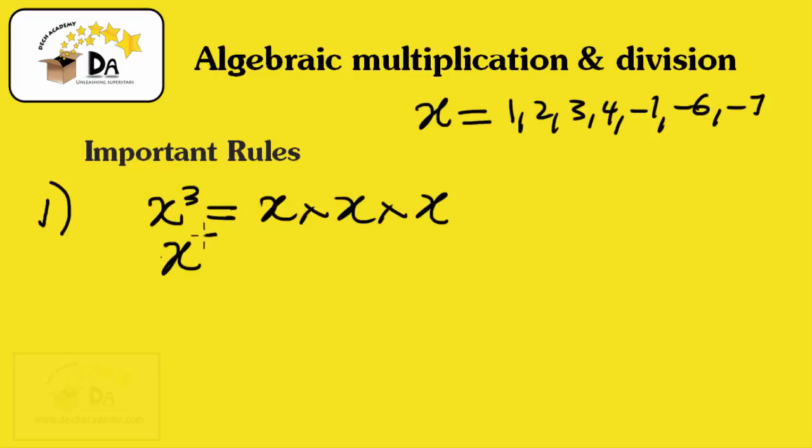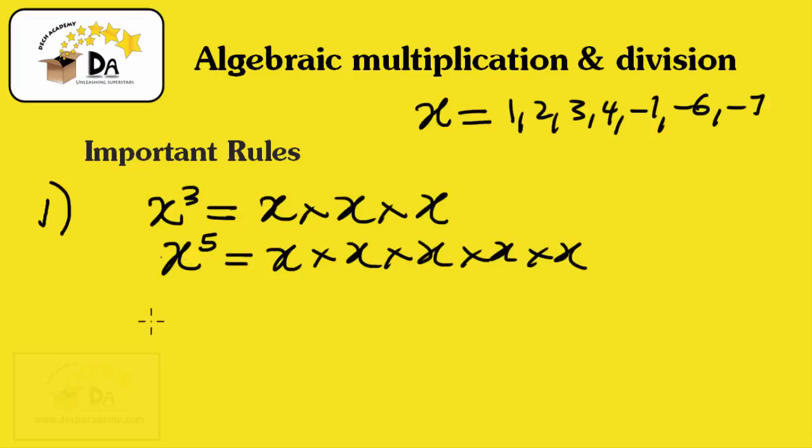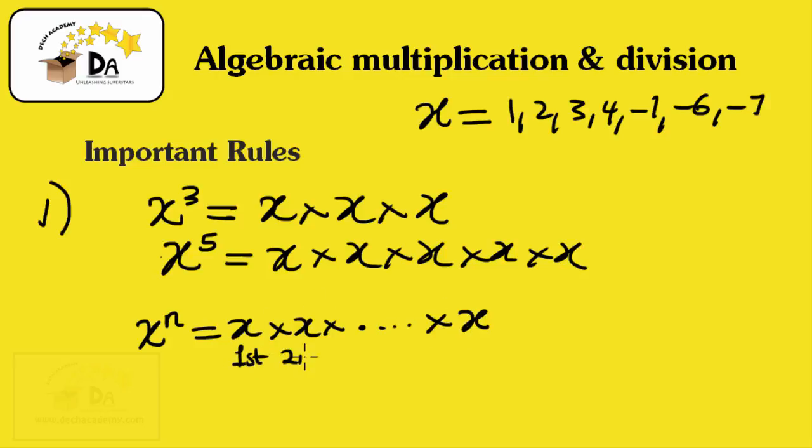So let's have another example. What's x to the 5? X to the 5 is x times x times x times x times x. Basically 5 x's. That's what this means. So in a shortcode notation, we could say x to the n is equal to x times dot dot dot x, where this is the first x, this is the second x, and this is the nth x. For instance, we have x to the 3: the first x, the second x, and the third x. We have x to the 5: the first x, and this is the fifth x. 1, 2, 3, 4, 5. So that's what this nth means, depending on what n is.